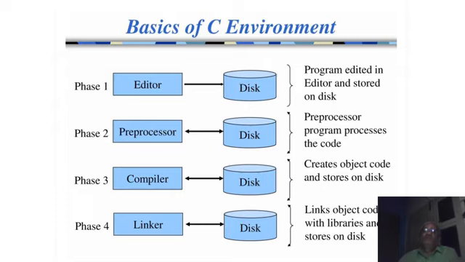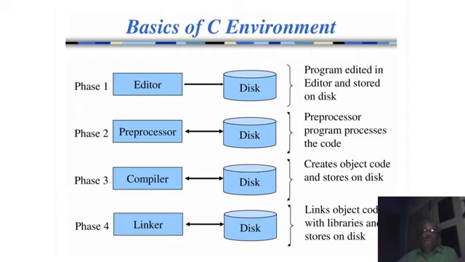Whatever program you write should be stored in a secondary storage device, which is a permanent storage device, so we can recall it at any time for our use. Phase 2 is the preprocessor, going to and from the preprocessor to disk. The preprocessor program processes the code written in a high-level language.